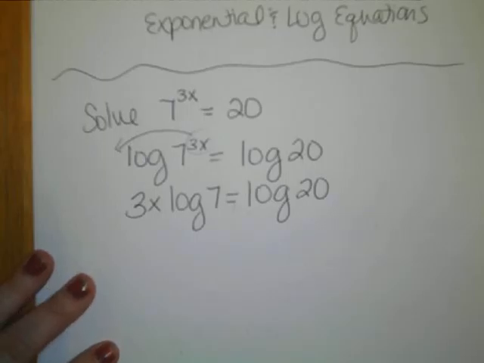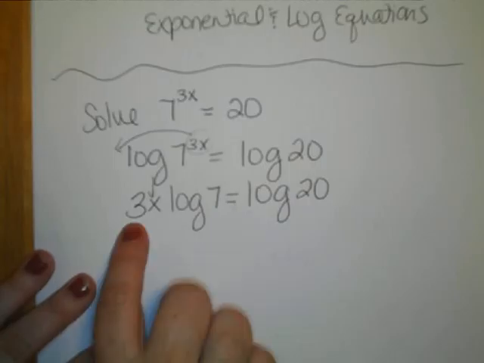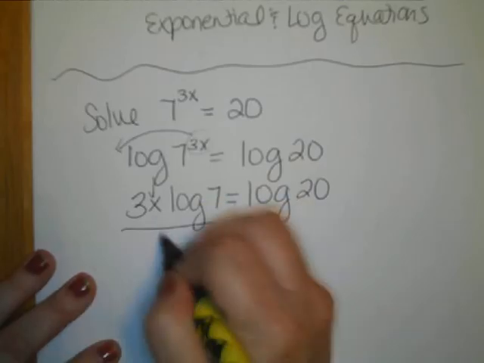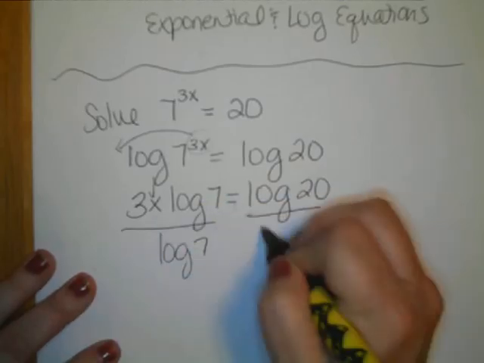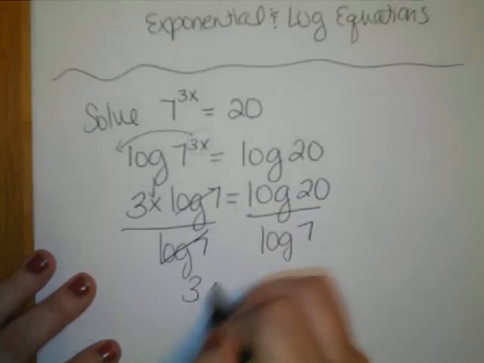Now, my goal is to get this x by itself. So I know I've got to get rid of 3, and I've got to get rid of log 7. Log 7 goes together. You can't separate those. I'm going to get rid of log 7 first. And since they're all being multiplied, I get to divide. So these cancel out. I'm left with 3x.